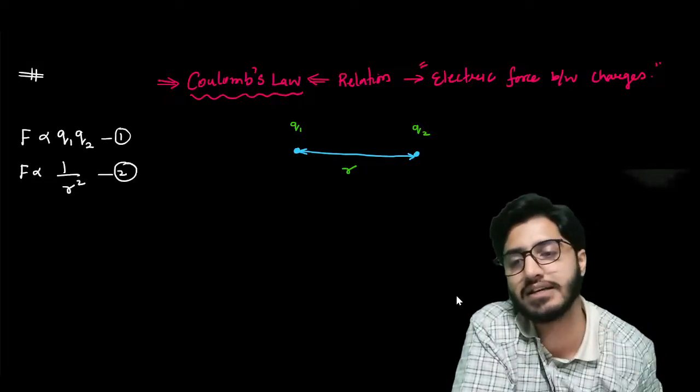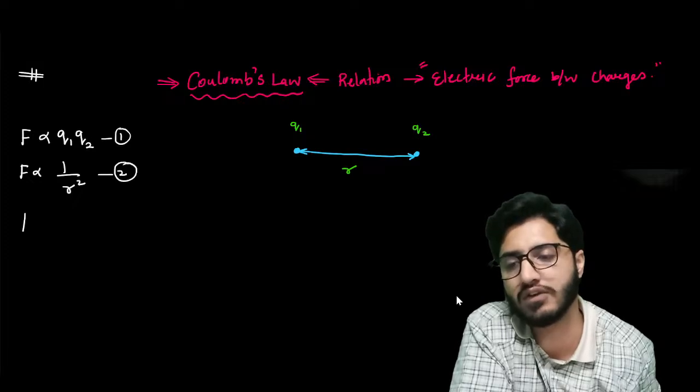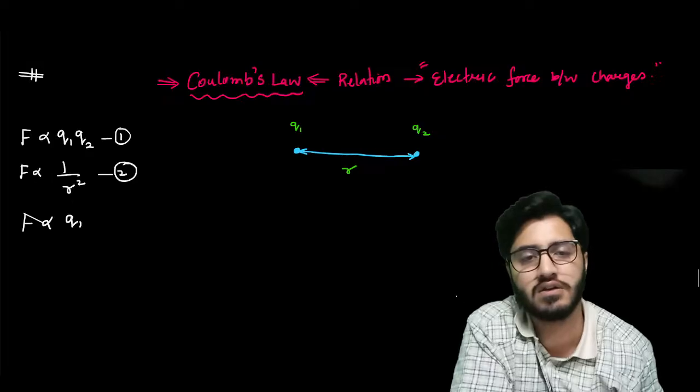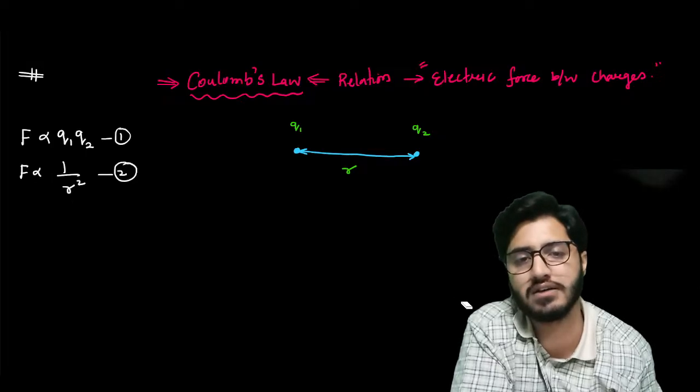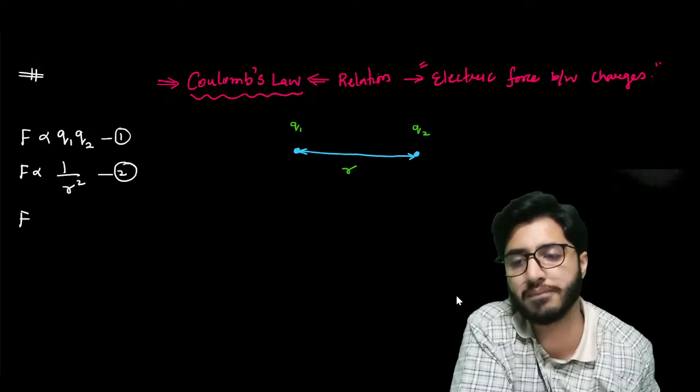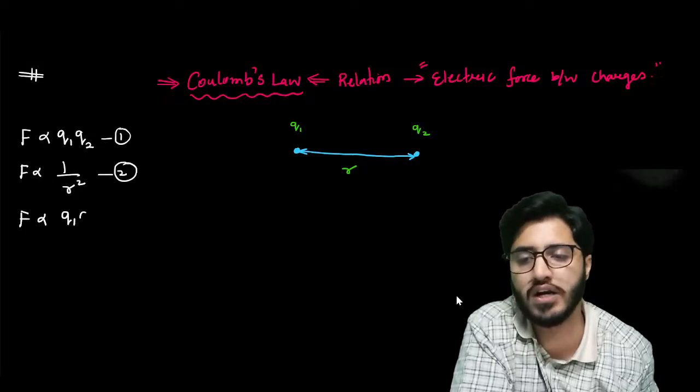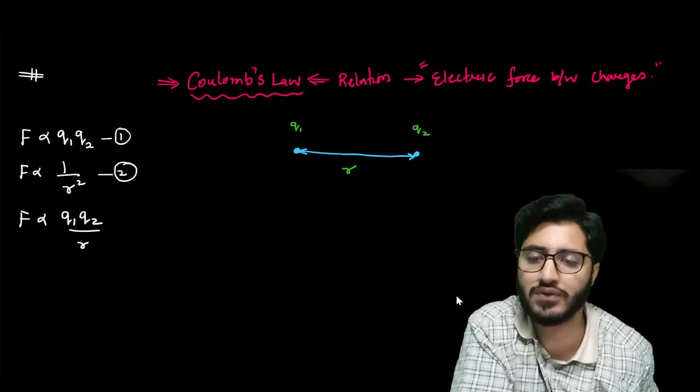Now let us combine these two equations. So what will we get? We will get force is proportional to Q1. Force will be proportional to what? I will write here, this force will be proportional to Q1 Q2 upon R square.